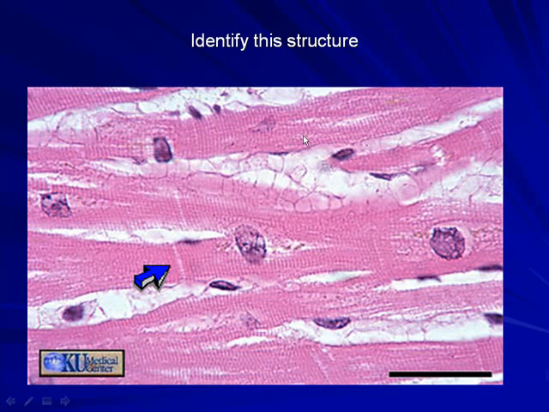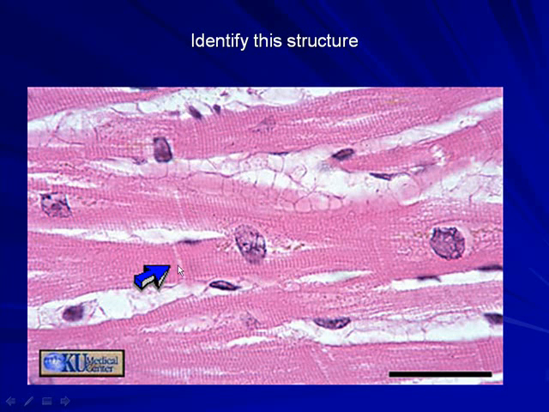This is a histological slide of cardiac tissue. Now, if you recall from A&P1, there are some similarities between cardiac muscle and skeletal muscle. First, they're both striated. However, there are some major differences. Number one, if you notice, this cardiac muscle has branching fibers.